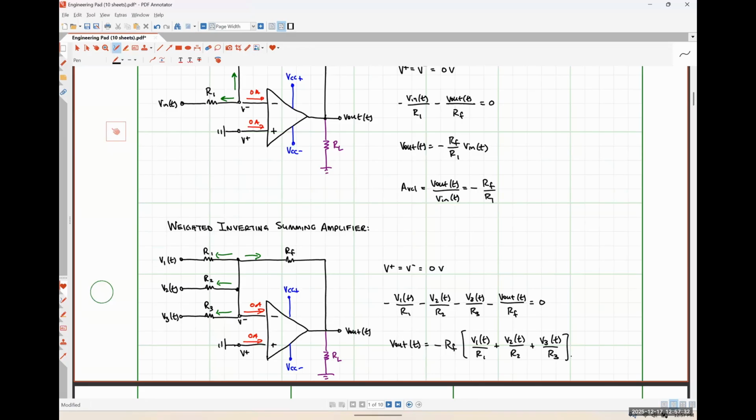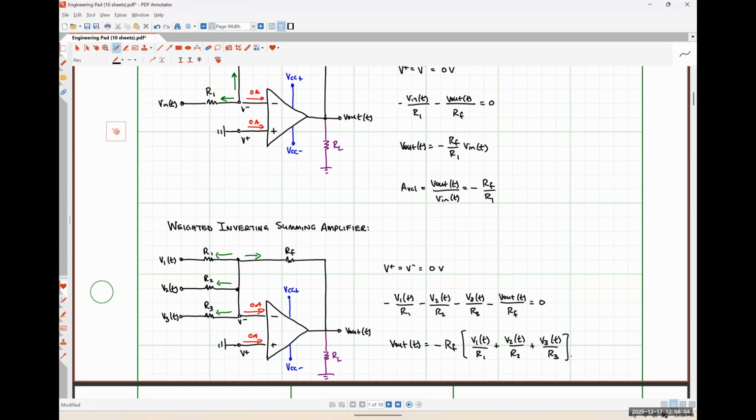So this is called a weighted inverting summer. And the reason that it is an inverting amplifier is because we can see from this input-output relationship that we have a negative sign. So if all of these inputs are positive, then the output will be negative, that kind of thing. It is a summing amplifier because on the right-hand side here, we can see that we have our input voltage 1 plus V2 plus V3 added together.